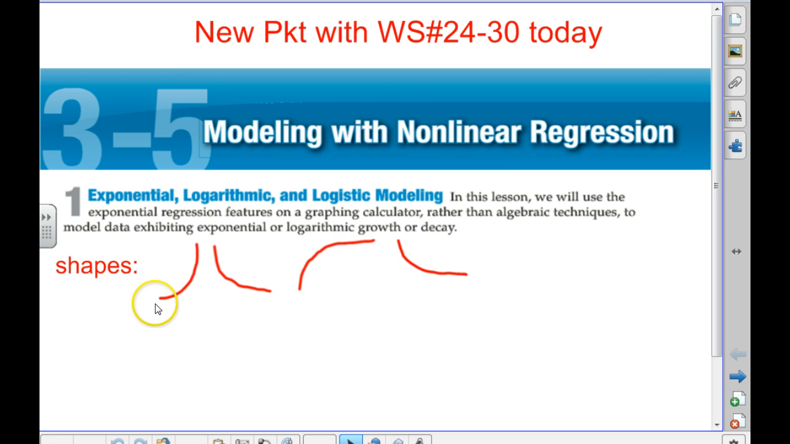The shape of exponential growth and decay are these first two right here. The shape of logarithmic growth or decay are these two. Okay? Everybody got what they want off that slide?